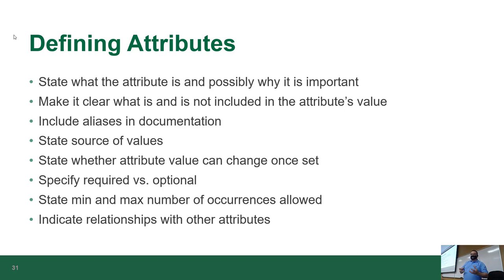So when you're defining attributes, you have to do the following things. State what the attribute is and why it's important. So this is the documentation phase when you're doing the initial discovery. You have to say, okay, date of birth is an attribute. Why is it important? Well, because we need to know when the person was born, if they're old enough to be in the school or not, right?